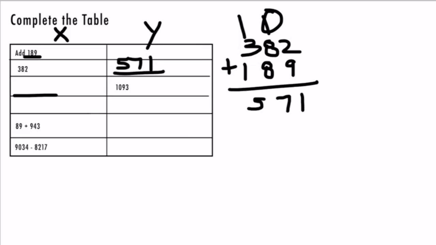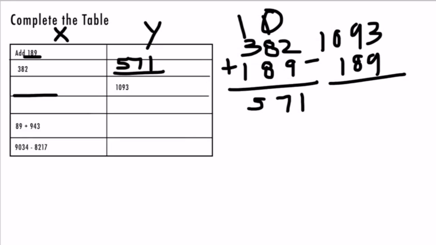Now, we need to find this missing part of the table. Usually, it would be x plus 189 equals our y, 1093. But instead, we need to do the opposite to find our x. So we need to subtract 1093 minus 189 to find our x.